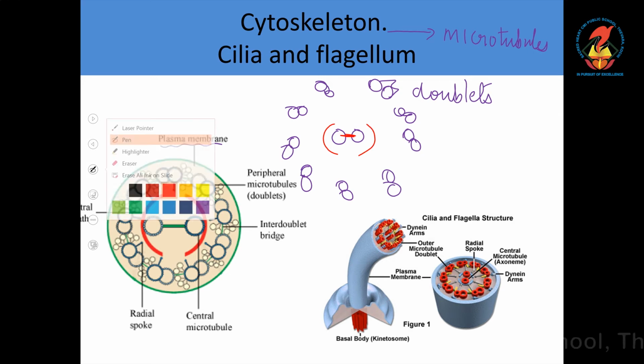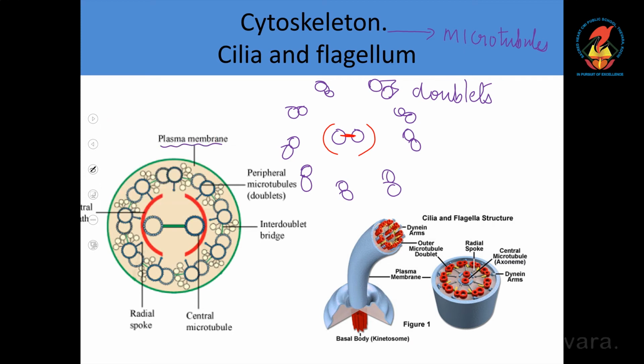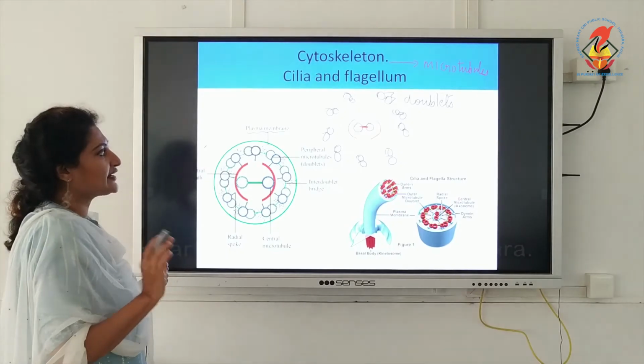Okay. Then, very importantly, these 9 doublets are connected to the central sheet by radial spokes. But only one of the microtubules, so there are 2 microtubules which make a doublet, only the second microtubule of the periphery is connected to the central sheet. Got it? This connection is called the radial spokes. Clear? So, there are 9 radial spokes.